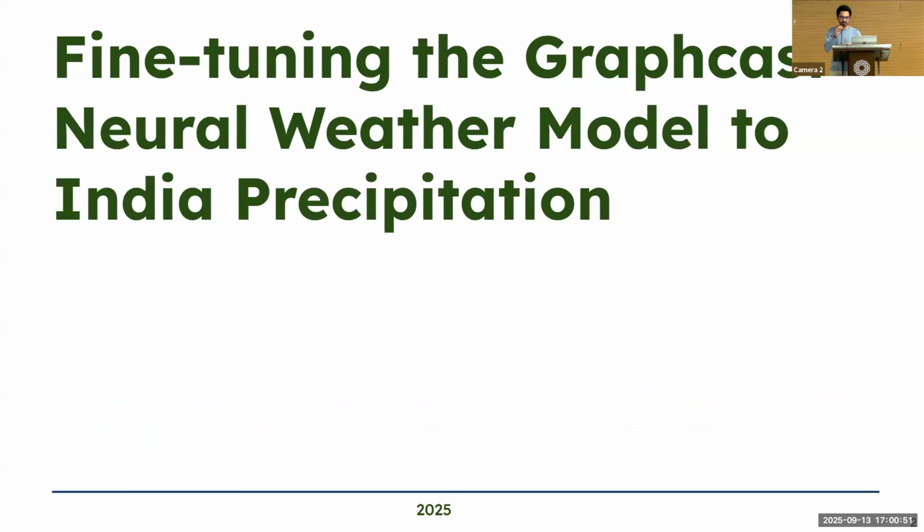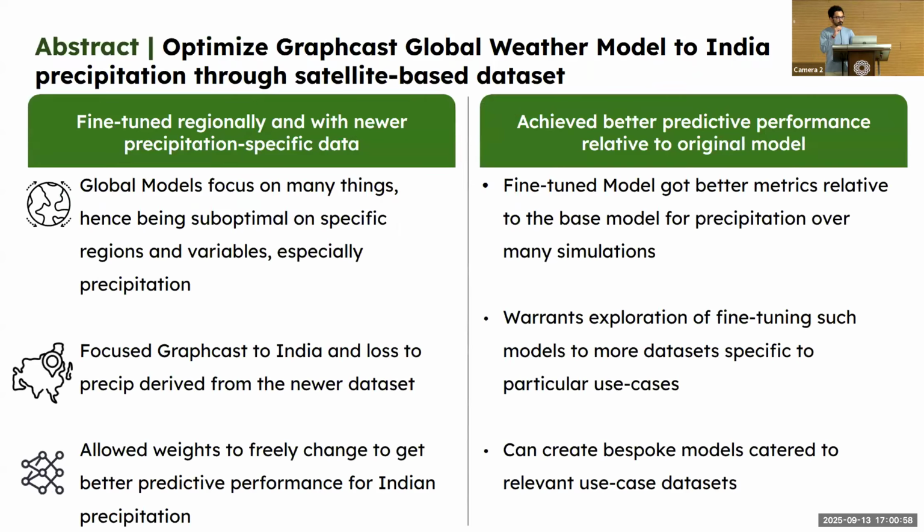So my work on weather is about fine-tuning the GraphCast neural weather model to India precipitation data. So the overview is that we have the GraphCast weather model and we want to optimize it to India precipitation through a satellite-based data set. We fine-tune it regionally and with newer precipitation-specific data.